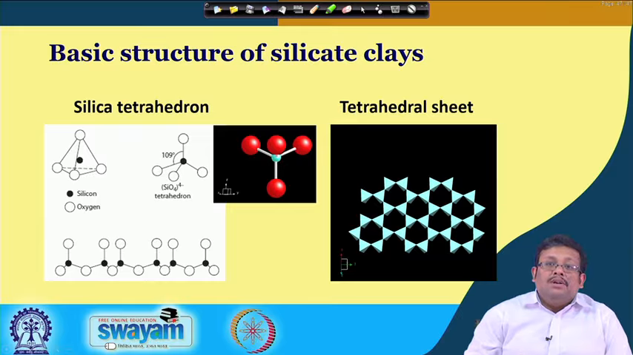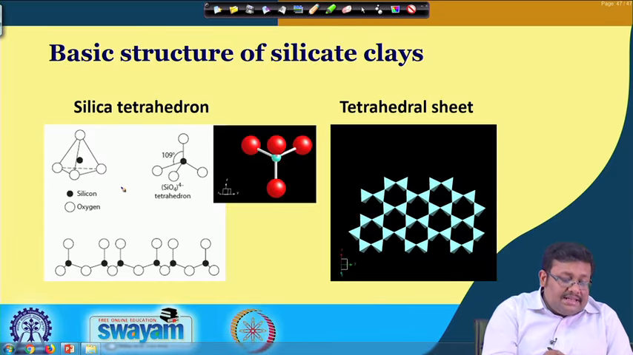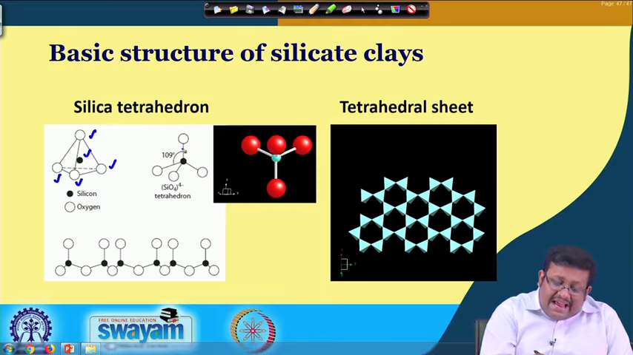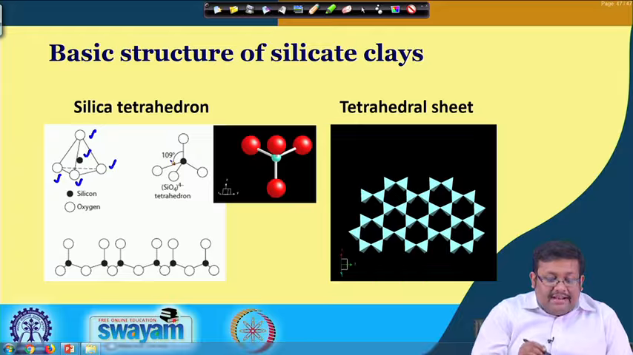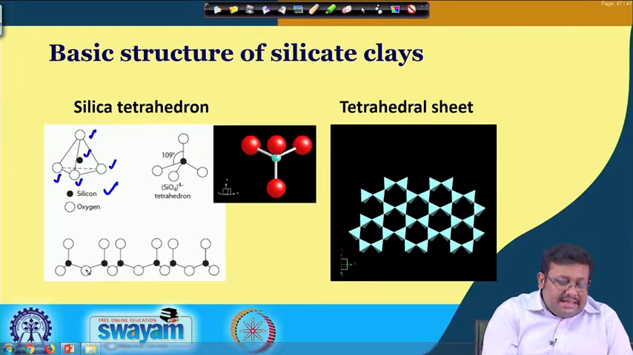So, let us focus on the silica tetrahedra and their related structures. As I have discussed, this is the silica tetrahedron, which is composed of 4 equidistantly placed oxygen atoms, and inside there is a silicon atom. The building block is SiO4, and the angle is 109 degrees. This is an individual silica tetrahedron.